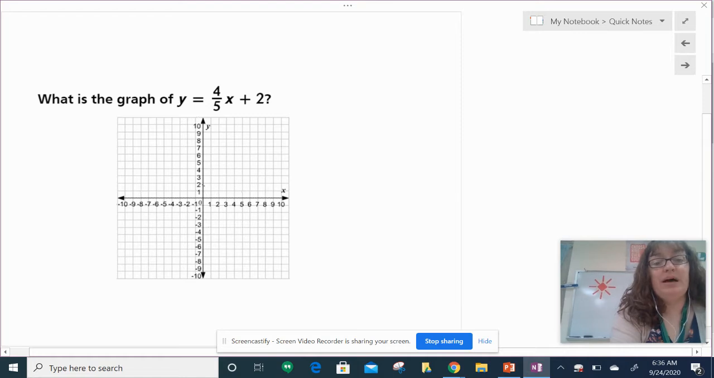So we would start at positive 2 because that's our y-intercept, and then 4/5 says to rise 4, 1, 2, 3, 4, and run 5. 1, 2, 3, 4, 5.